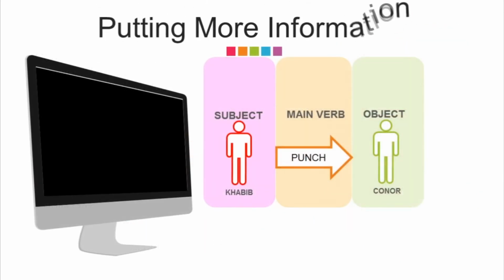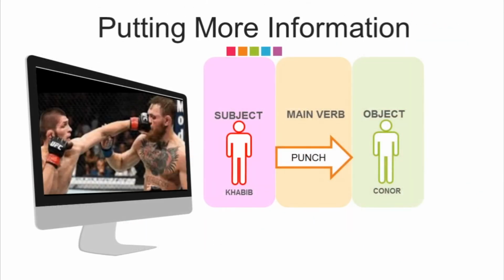Now let's try to do this. We're going to use the same sentence, which is Khabib punched Conor, but instead of just these three elements, we provide another element, another function, which is additional information, in the blue there.